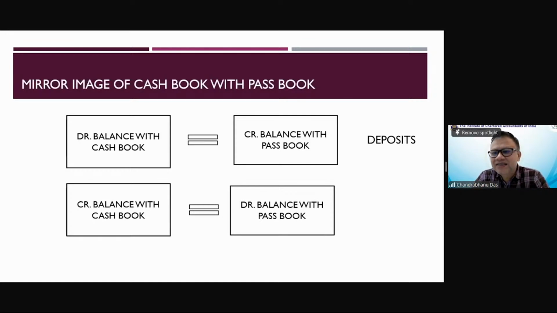Credit balance with cash book is debit balance with passbook. Now, interest debited. The bank says interest debited. A message comes from the bank: interest debited.